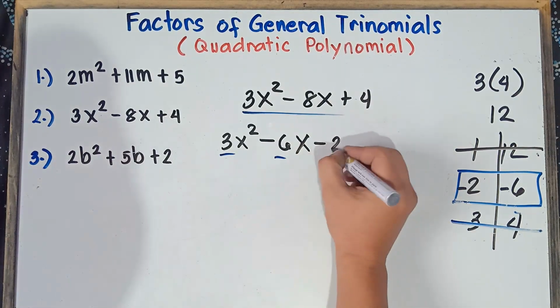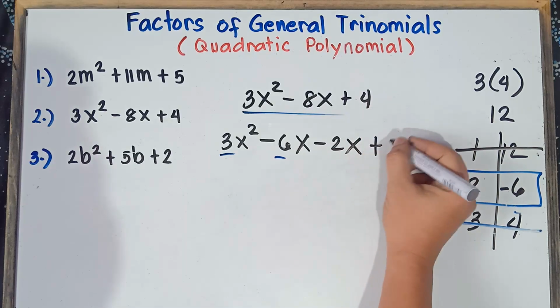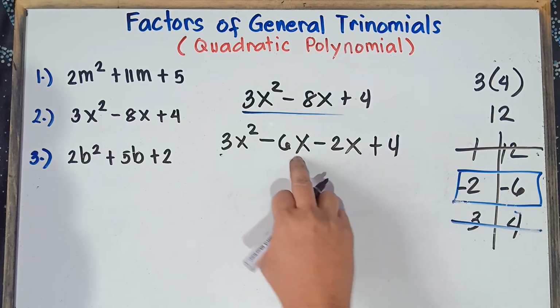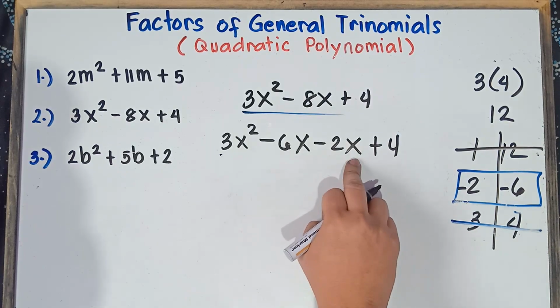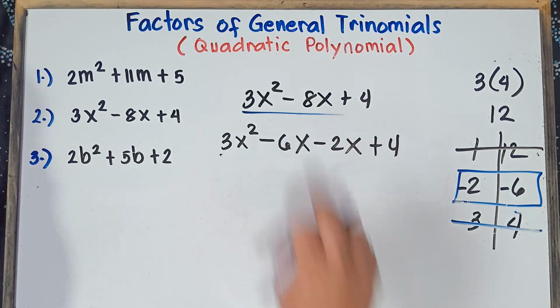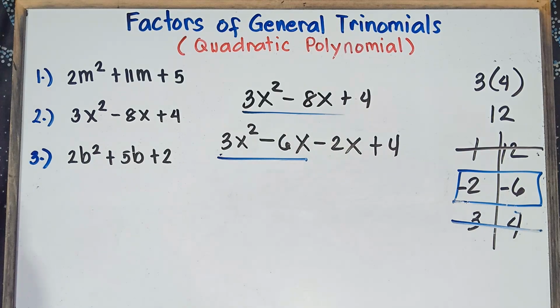And then negative 2x and then positive 4. Once again, class, copy negative 6 and then simply write x. Copy negative 2, simply write x. If you combine negative 6x minus 2x, the answer is negative 8x. And then simply factor this out.